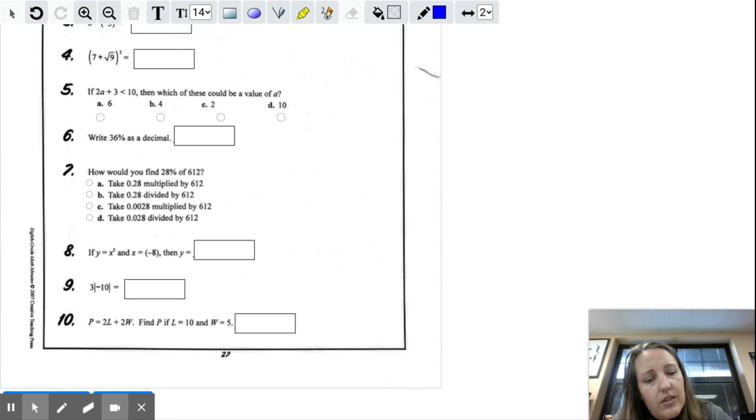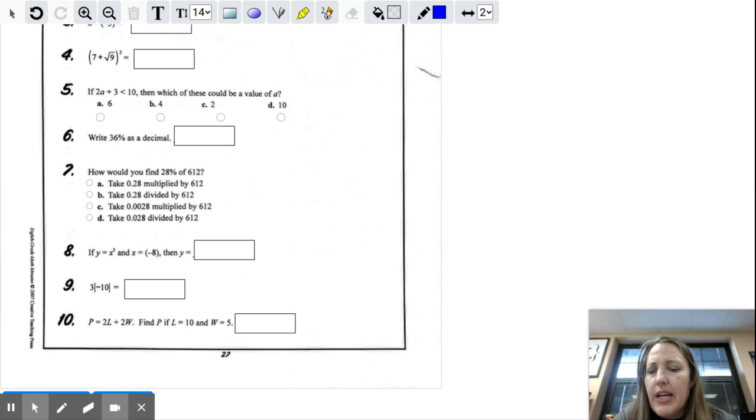So this rectangle that they're giving me here has a length of 10. That means this one's 10. And the width is 5 and 5. So now you tell me, what is the perimeter of that? You're going to add them all together and get that answer for number 10.